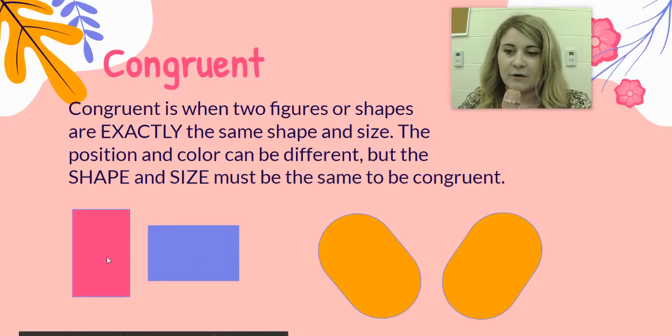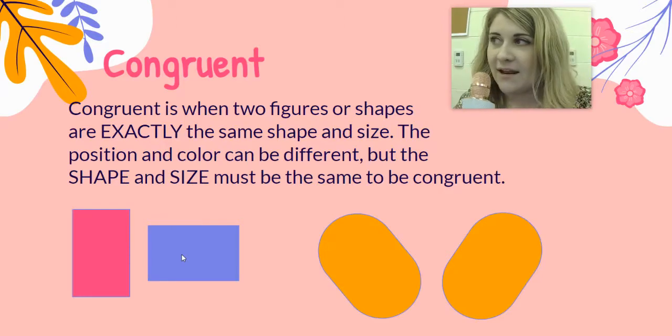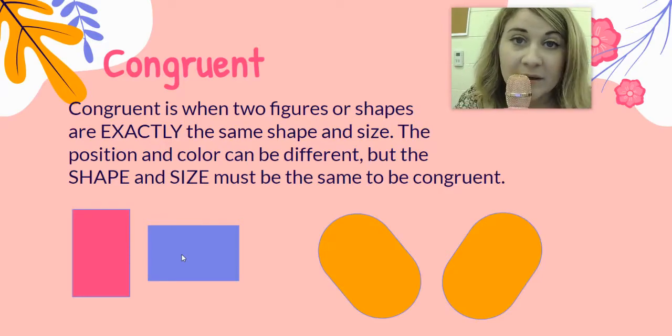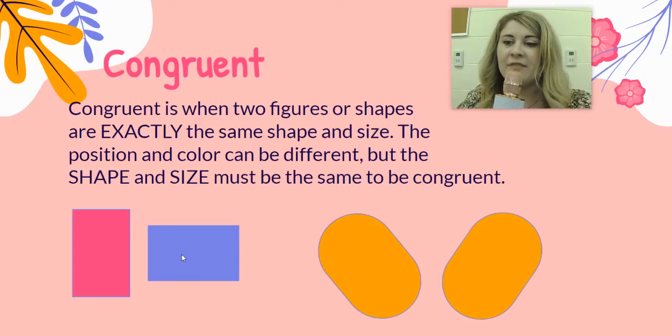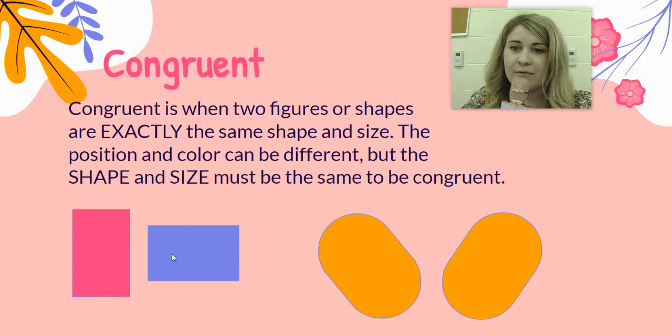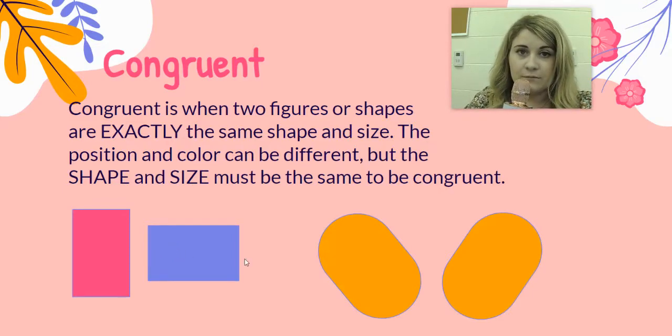This is a rectangle, it's pink, and then this is a rectangle, that's purple. The colors don't matter. I'm going to say that again. The colors don't matter. They could be any color. We're not looking at color. We're looking at shape and size. They are the same shape. They are both rectangles, and they are the same size. Now, the only difference is that this one is laying down. That's it. They are the same shape and size, though, so they are congruent.